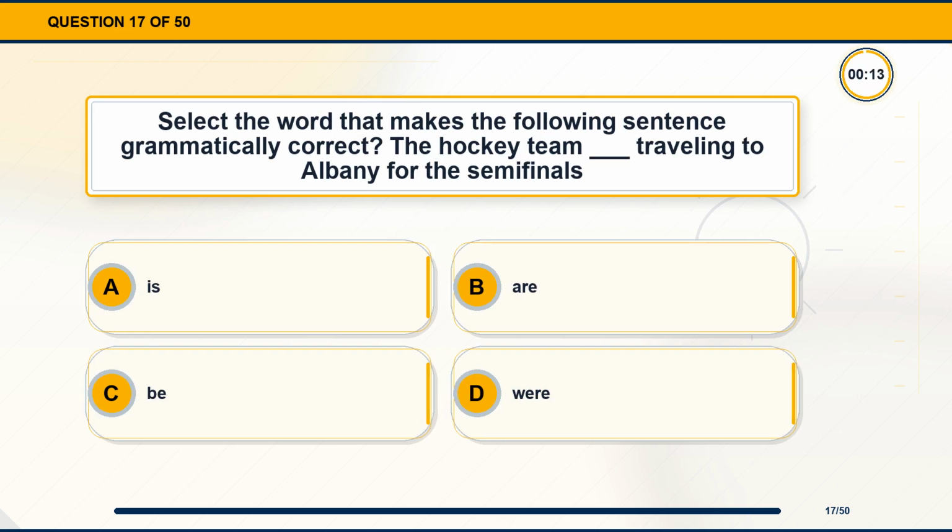Question 17. Select the word that makes the following sentence grammatically correct. The hockey team blank traveling to Albany for the semifinals. Option A, is. Option B, are. Option C, be. Option D, were.